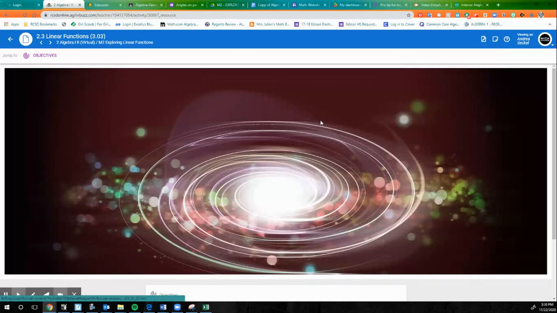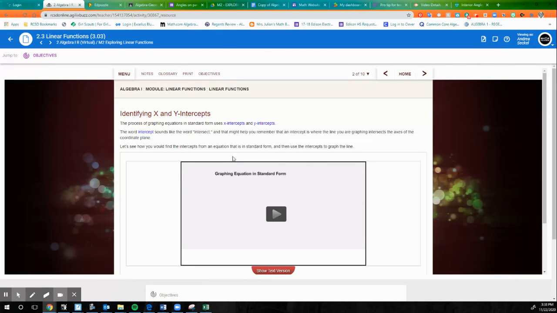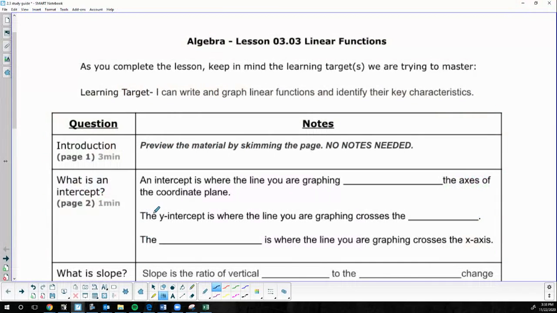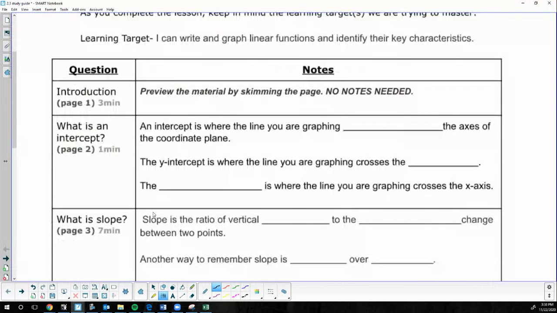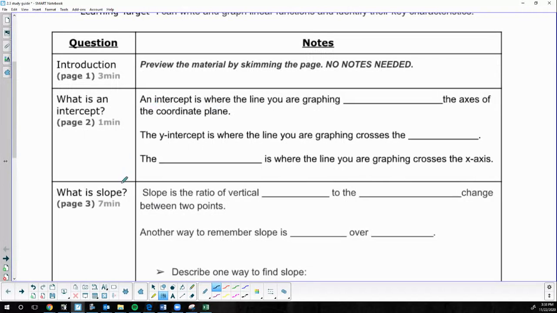Okay, page 2. Page 2 starts with definitions of an intercept. If you need a visual, you want to play this video and it will show you what an intercept is and how to find the x and the y intercepts. There's a lot of definitions, so we're going to switch over to the study guide. On the study guide, it gives you a little focus here.